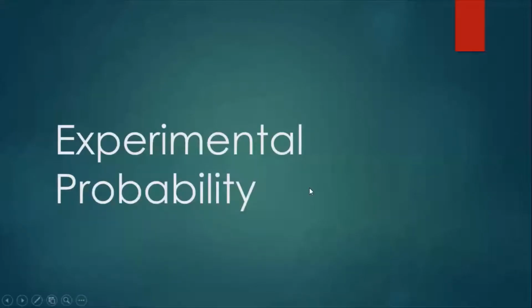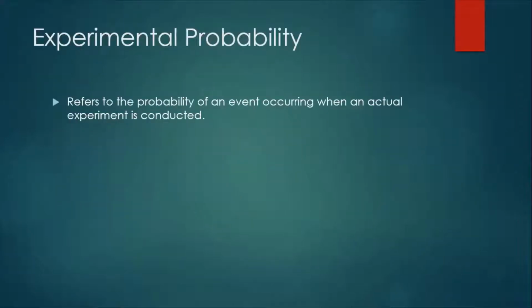Good day, students. Today we are going to continue our lesson, and that is about experimental probability. Yesterday we discussed what probability is, and for today we will continue with experimental probability. What is experimental probability? It refers to the probability of an event occurring when an actual experiment is conducted.